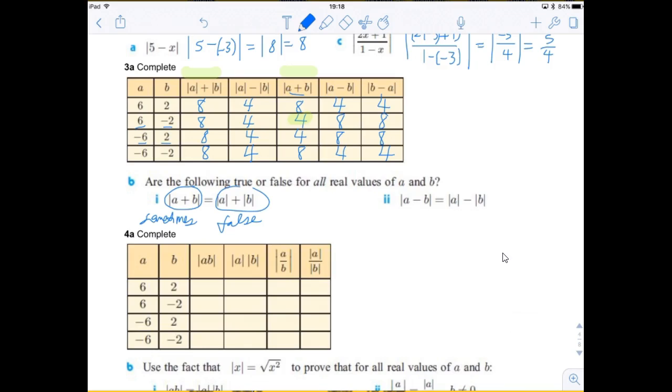Next, a minus b and the absolute values of a and b separately. Let's see. A minus b and that. And no, look, there are a couple of cases where they're different, right? So, sometimes false.